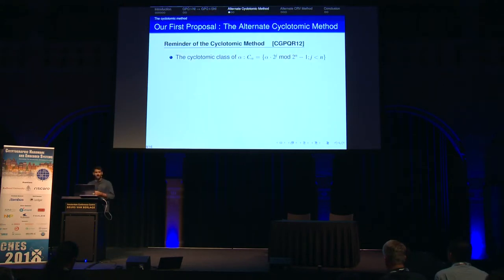Let's start with our first proposal, the alternate cyclotomic method, with a quick reminder of the cyclotomic method. Basically, it relies on the notion of cyclotomic class, which is very convenient since every power whose exponent lies in the same cyclotomic class can be derived very efficiently with squares only in additive masking. This is also very efficient.